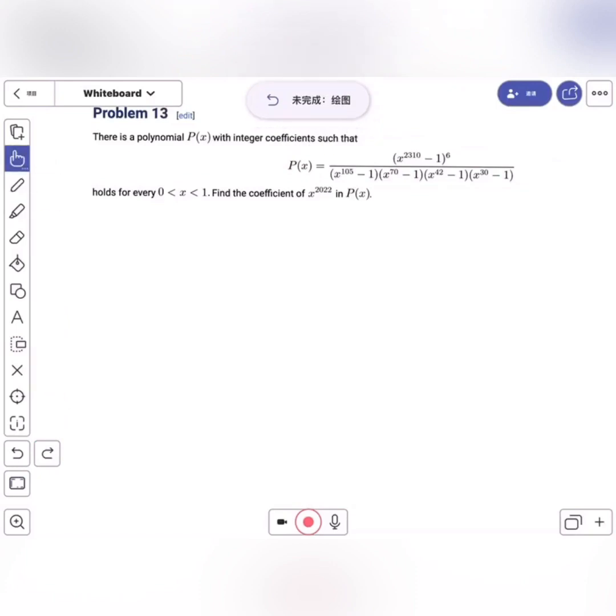There's a polynomial P(x) with integer coefficients such that P(x) is equal to this giant monstrous quantity, and it holds for every 0 < x < 1. Now find the coefficient of x^2022 in P(x).